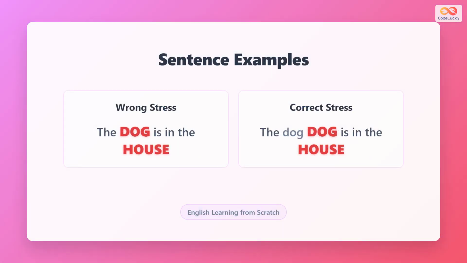Let me show you an example of wrong stress and correct stress. If you say "the dog is in the house" with stress on every word, it sounds unnatural and hard to understand. Instead, you should stress only the content words, dog and house. Say it like this: "The dog is in the house." Notice how you make dog and house sound loud and long. You make the, is, and in sound quick and weak. This sounds much more natural and like a native English speaker. Always remember to stress content words and reduce function words.